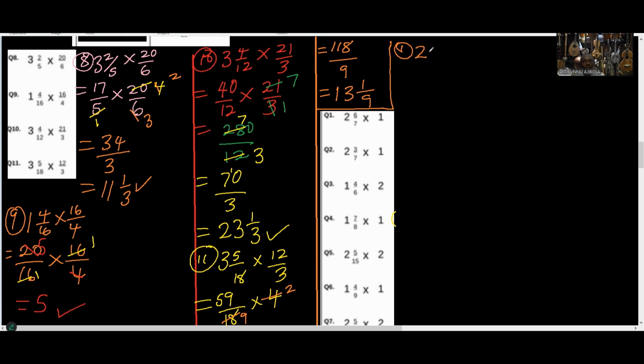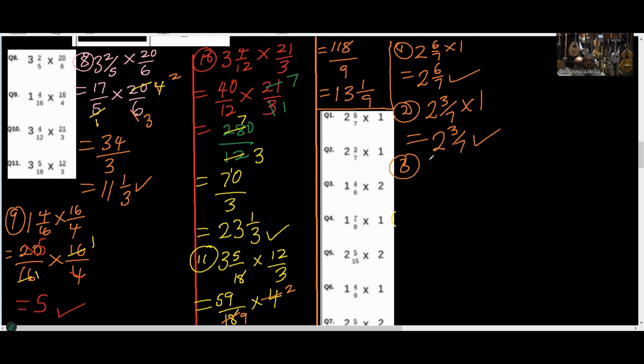that is 2 whole 6 over 7 times 1. This is just the same as 2 whole 6 over 7. Nothing to do with this, okay? Then question 2, 203 over 7 times 1. This is just the same as 203 over 7 because it's multiplied by 1. Is that clear?